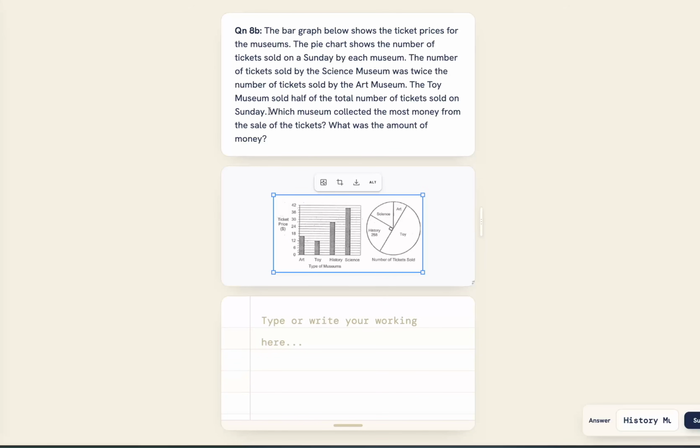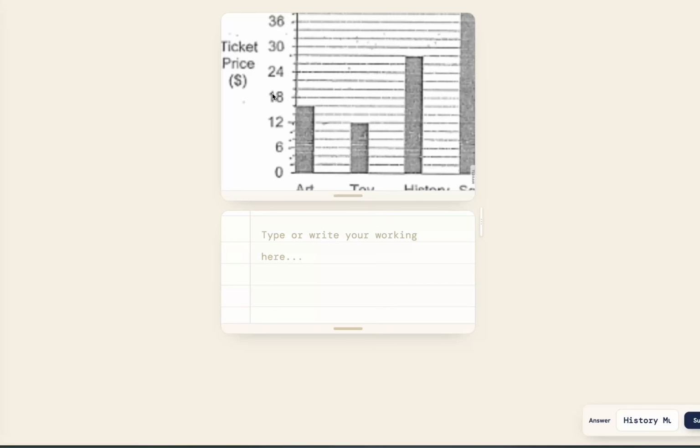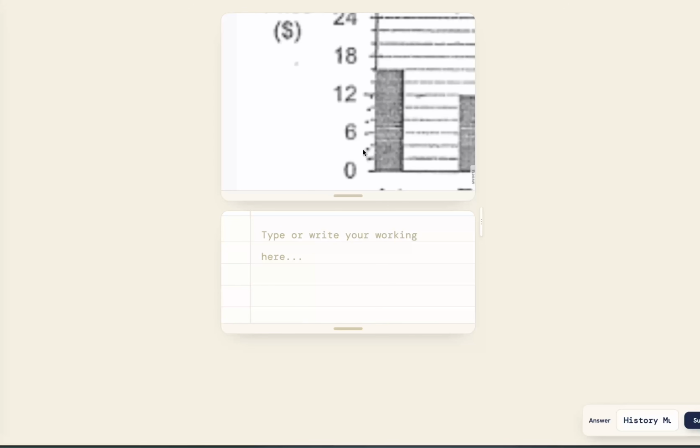Question 8b. Which museum collected the most money from the sale of tickets? What was the amount of money? So if you look at the graph, we want to see how many gaps before the first number other than 0. So in a way, we are calculating gaps, right? In this case, we have 1 gap, and then 2 gaps and 3 gaps. So 3 gaps is equal to $6. 1 gap is equal to 6 divided by 3. This will give us $2.